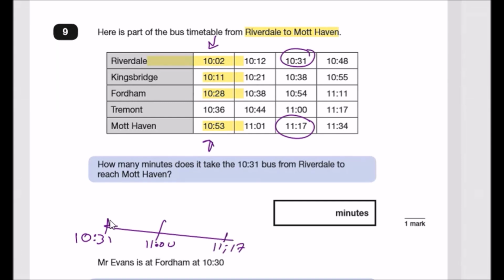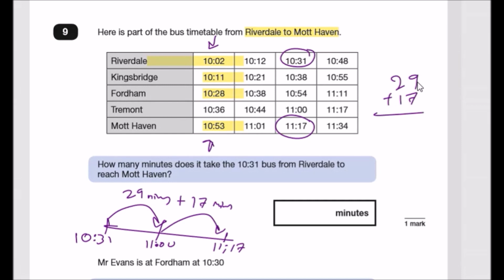So first things first, how do we get from here to here? How many minutes is that? Well, if you know your number bonds to say the next hour, this is exactly 29 minutes. So remember, you need to get to 60, so 29 minutes. And from 11 to 11:17, of course, is 17 more minutes. Now, the total journey, add them up, so 29 plus 17.